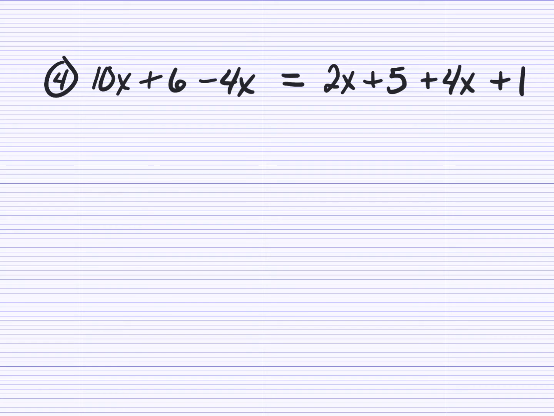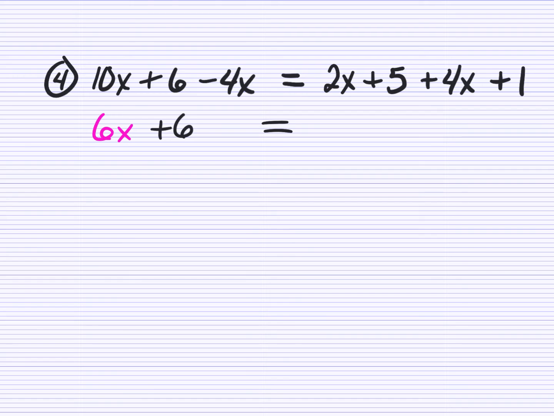All right, on this problem right here, when I look at the left-hand side, I see a set of like terms, 10x and negative 4x. Since they're on the same side, I do not need an upside down t to get them together. So I'm just going to combine them real quick. 10x minus 4x is 6x. And then I'm going to bring down my plus 6. And that's the left-hand side of the equal sign.